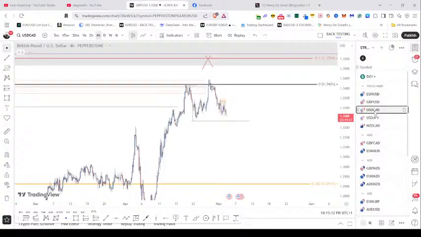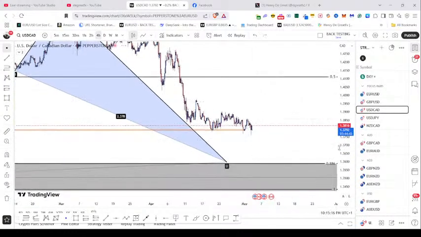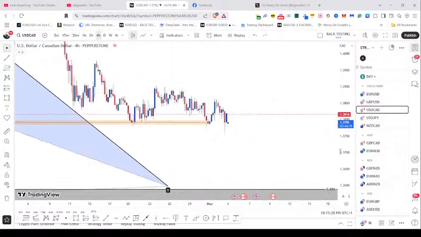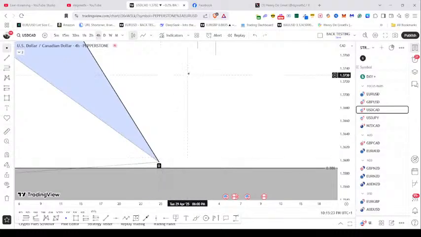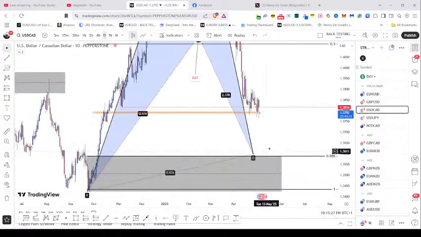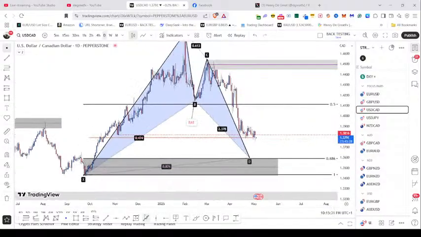Now let's go to USD CAD. For USD CAD, there is something that is going on here. This support since last month has been holding, but I really want price to complete this bat pattern. It's just a few pips into that level, not really much.